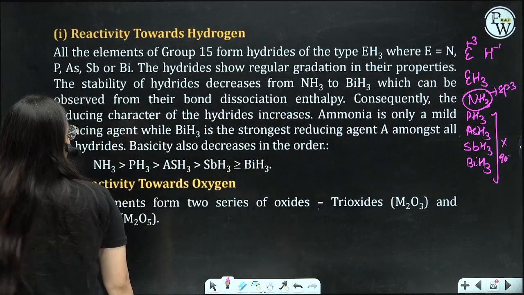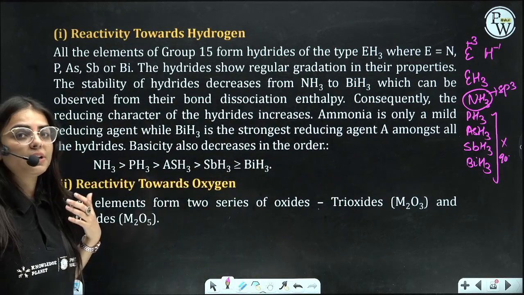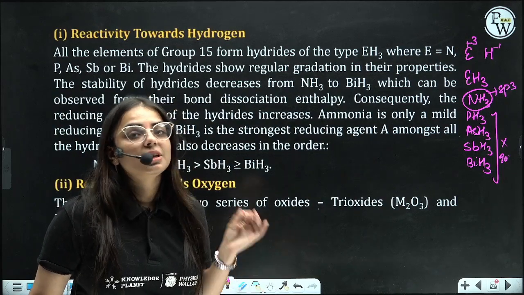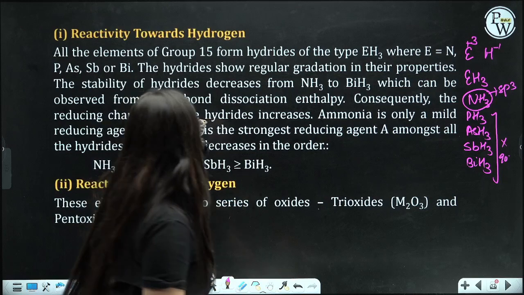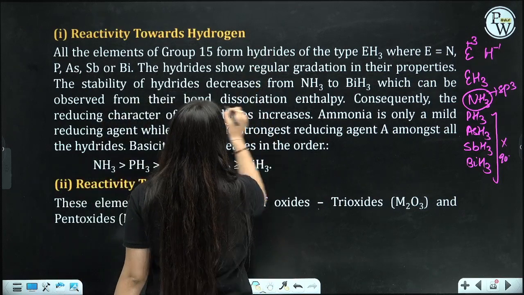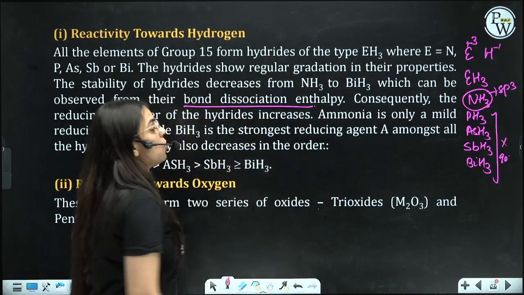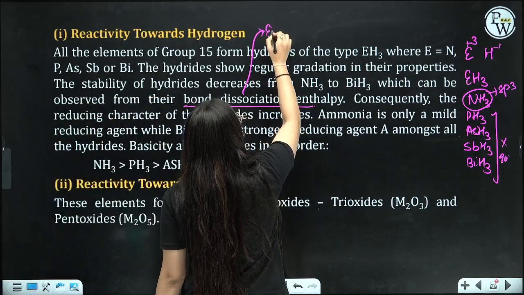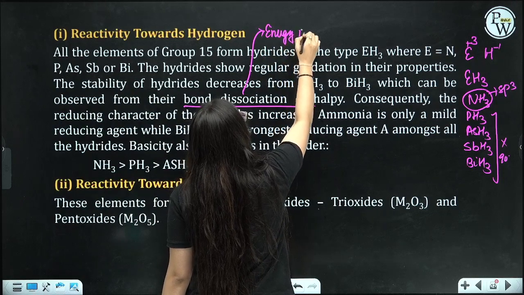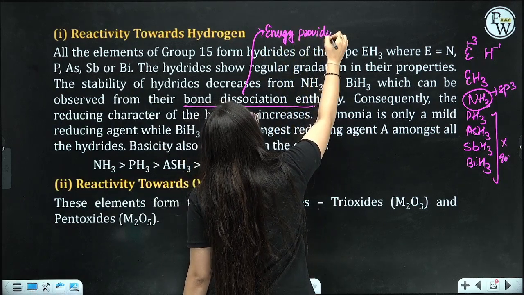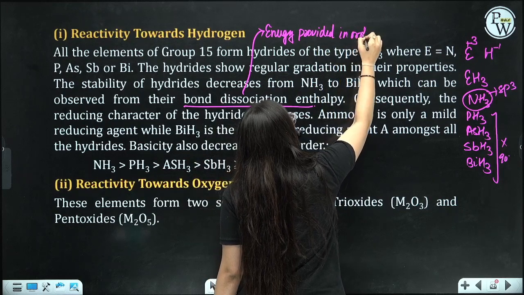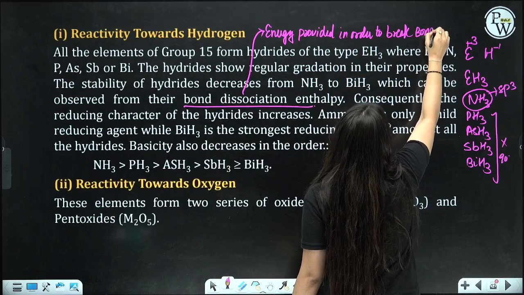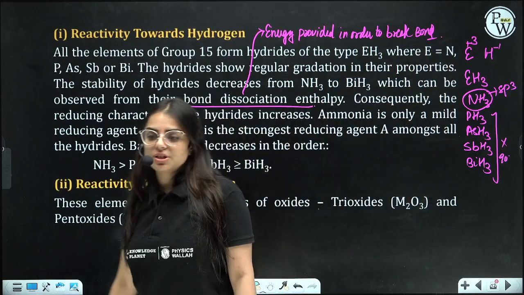Now, coming back over here, when I'm talking about reactivity with hydrogen, the very first question that is generally asked is bond dissociation energy. What I'm saying is I'm asking about your bond dissociation enthalpy. So what is the bond dissociation enthalpy basically? This is basically the energy provided in order to break a bond. So energy given in order to break a bond, right? That is what is bond dissociation energy.